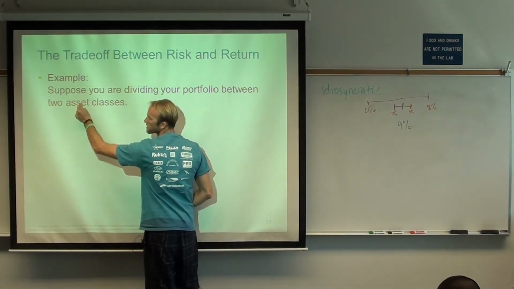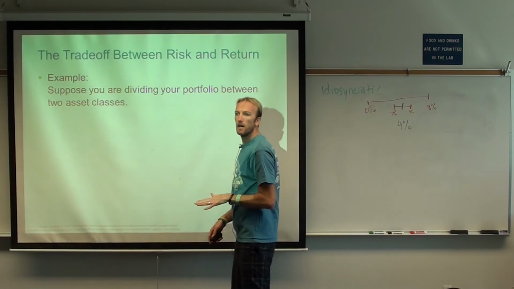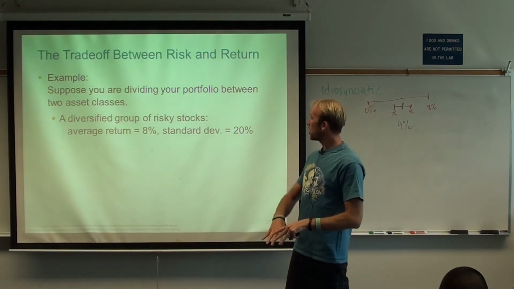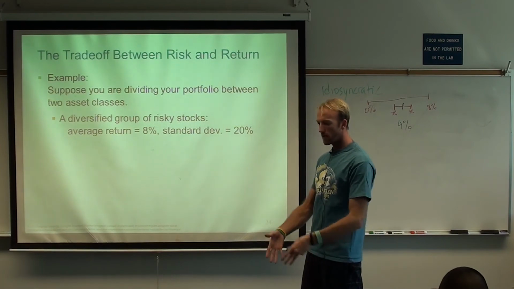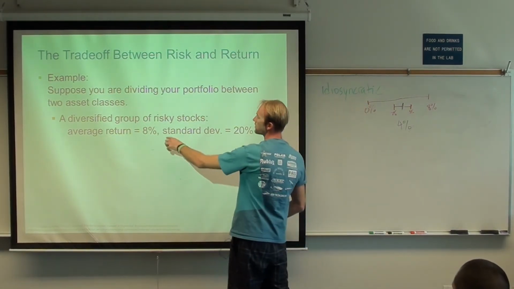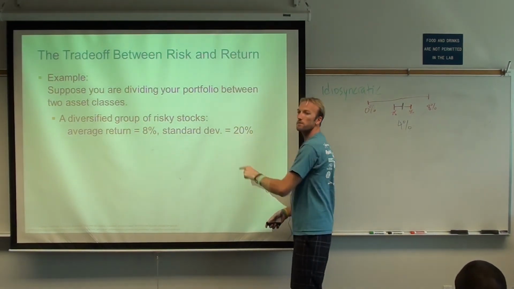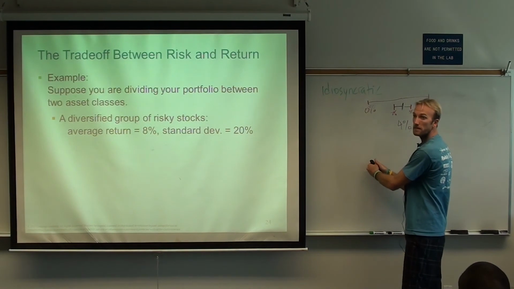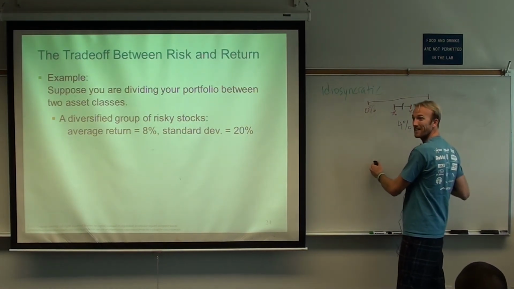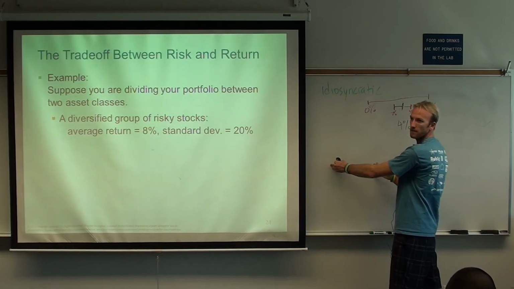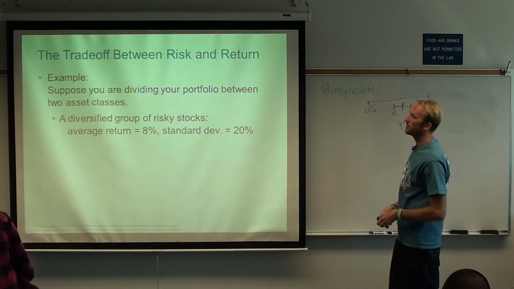Remember, assets are stocks or bonds, two different types of assets. You can have risky stocks, right? Risky stocks on average will make you 8%, but they have a 20% standard deviation. So they might make you 8%, but they also might make you 28%. They also might make you negative 12%. That's a big deal, right?